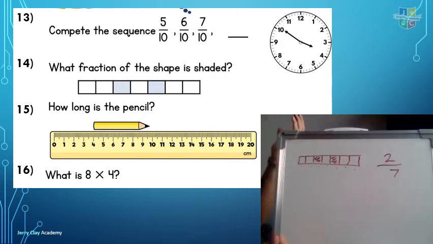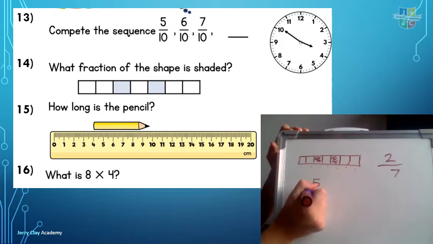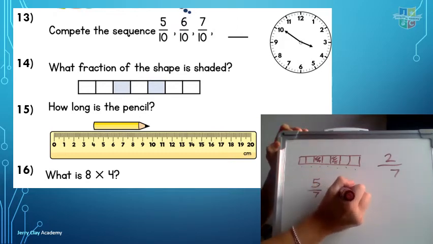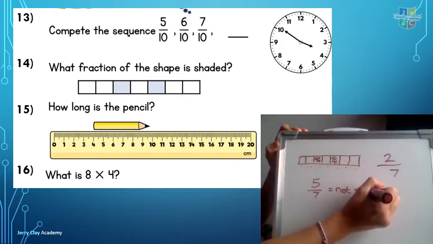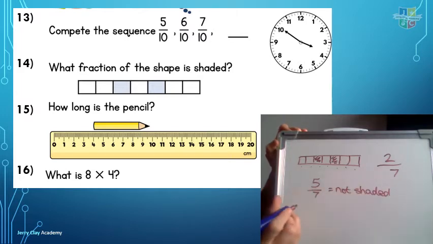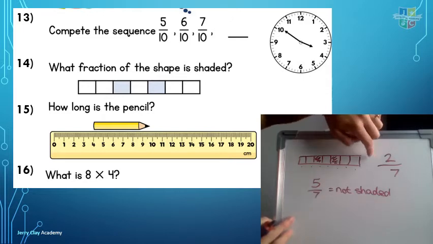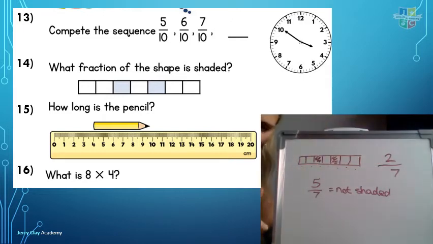If you were to tell me how many parts were not shaded, you should have had 5/7, which are not shaded. And remember, the reason why is because you can either count it, or I know that if 2 parts out of 7 are shaded, the difference to get to the whole is going to be 5/7.